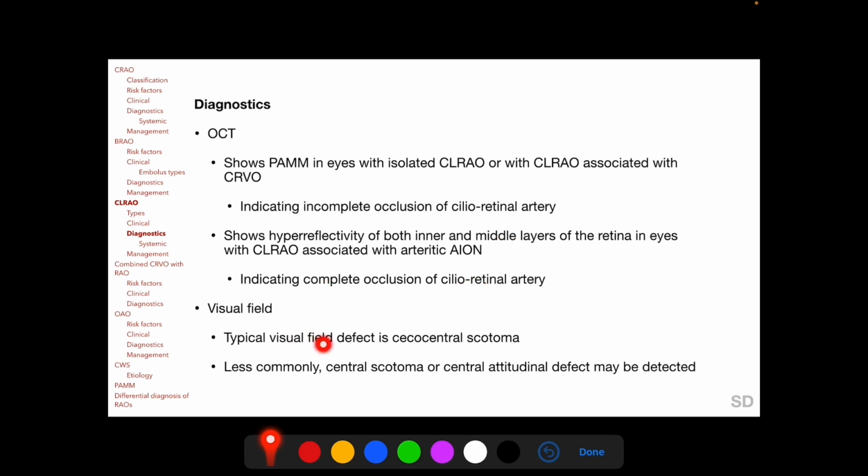Typical visual field defect in an eye with isolated CLRAO is a cecocentral scotoma, and less commonly, central scotoma or a central altitudinal defect may be detected in eyes with isolated CLRAO.